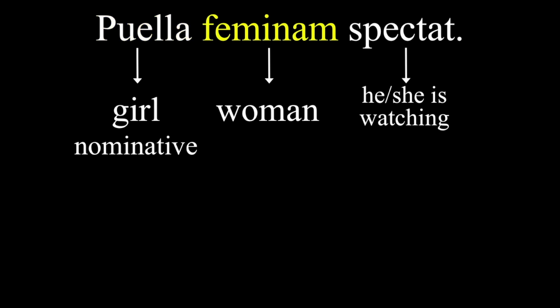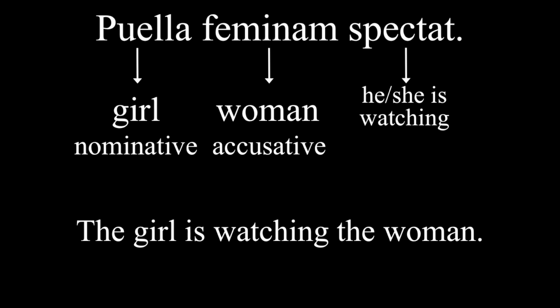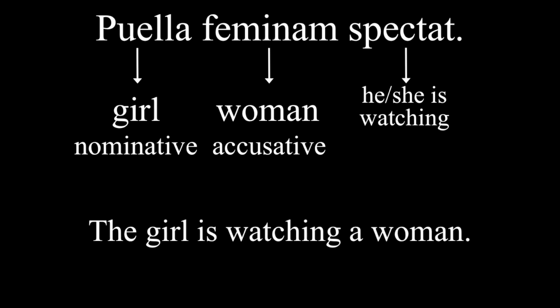Feminam ends with an AM, so it's accusative. That means that the woman is the direct object and that she's having something done to her. So our English translation for this would be, the girl is watching the woman. It could also be, a girl is watching the woman, or the girl is watching a woman, or any variation of those. Latin doesn't have words for the or a, so you'll need to add whichever one makes sense in the context of what you're reading.